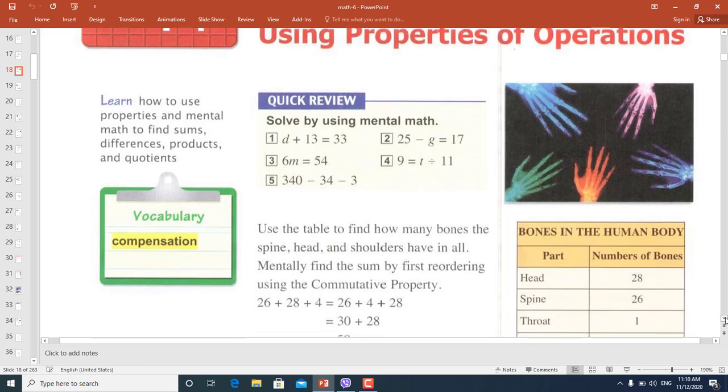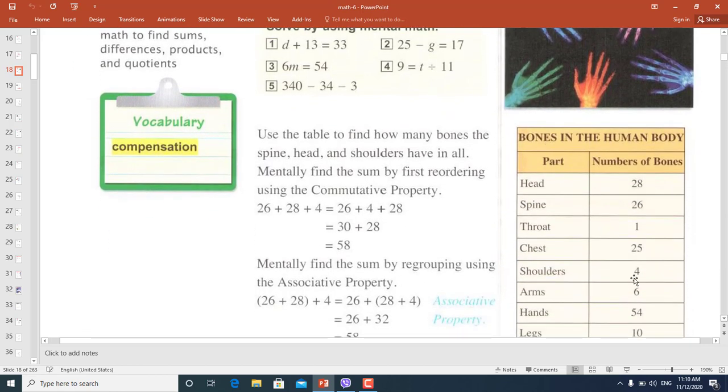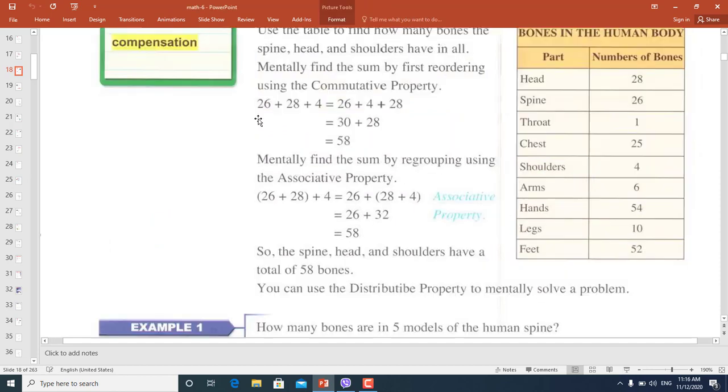We use this table to find how many bones, the spine, head, and shoulders, there are in all. It is 26 plus 28 plus 4. Adding 26 with 28 is not so easy, so let's change the place of 28 with 4. It will be easier: 26 plus 4 plus 28. We just change the place of 4 and 28.